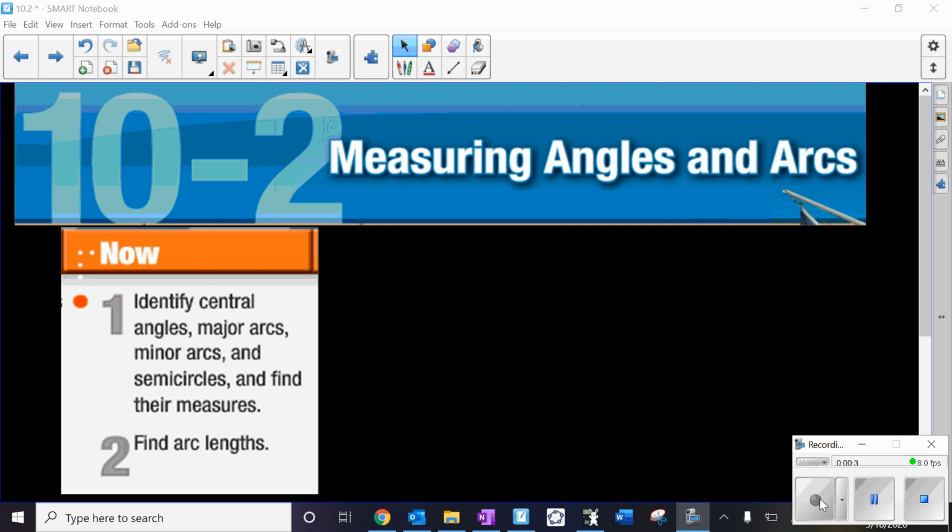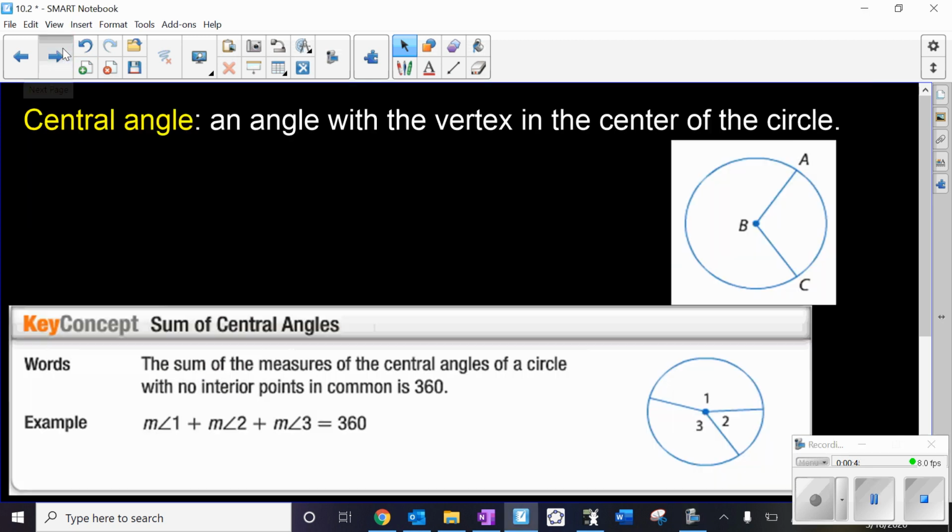arc lengths. So there's going to be a difference between measure and length. For the most part, we're going to deal with measures, and I'll explain the difference once we get into the idea of finding arc length later on.